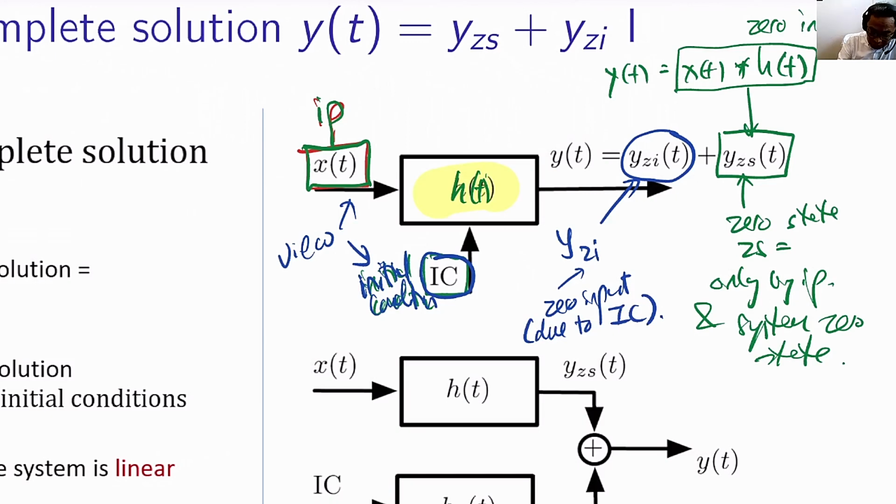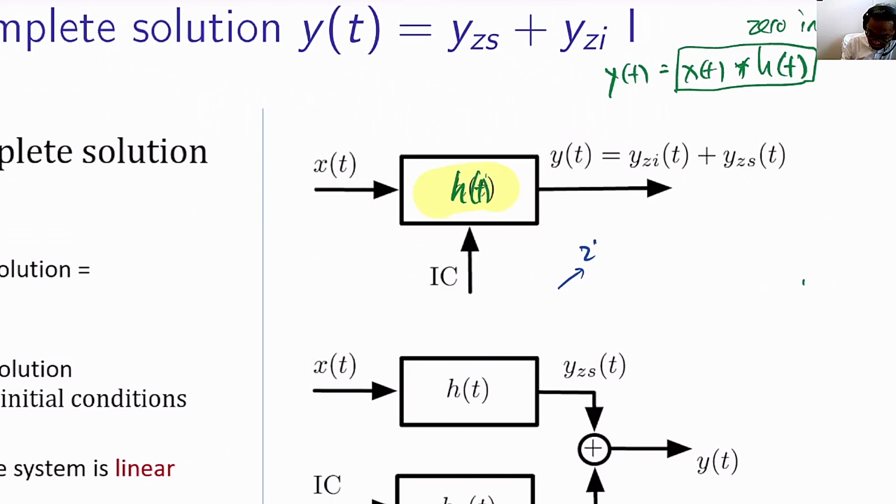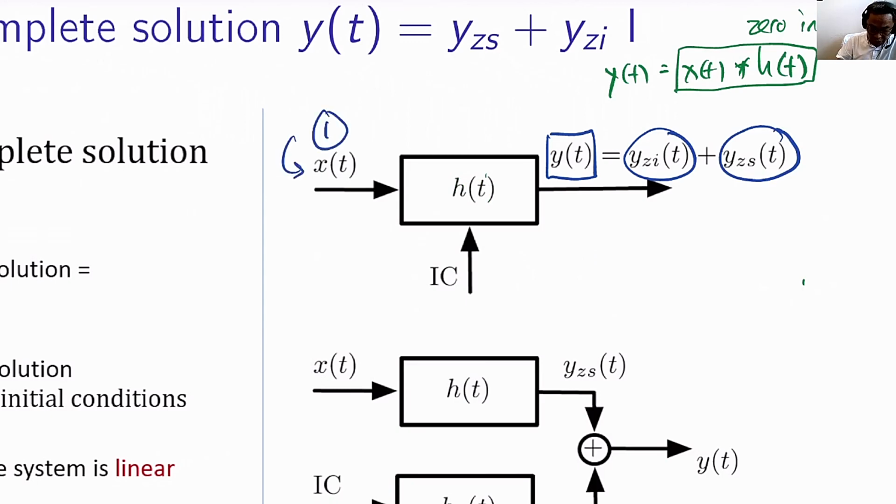So this way of breaking down the problem to generate the output into two parts is a very clever way to analyze the system. For example, if the input changes, then we only need to calculate this one. And if the initial condition changes, then we only need to change this one.